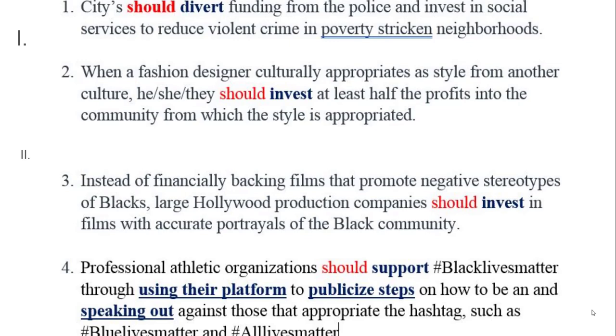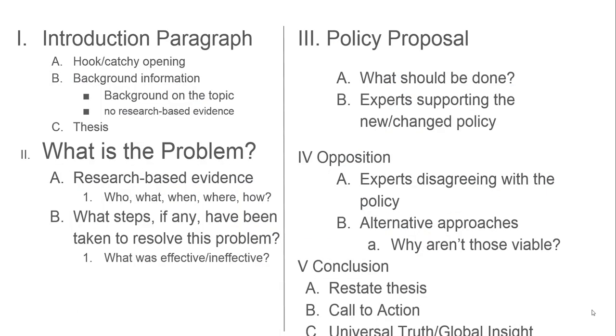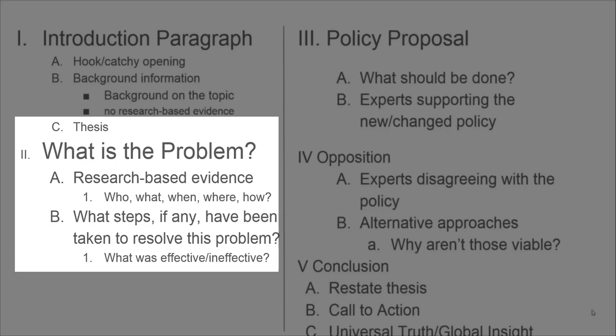Let's return to the outline. In the section about the problem, you are presenting research-based evidence that explains who does the problem affect? What is the problem? When did the problem occur? Where did it occur? Is it a regional problem? Is it a problem that affects everyone throughout the United States?